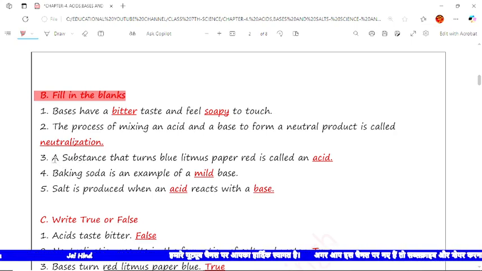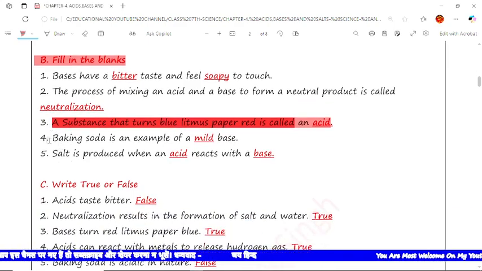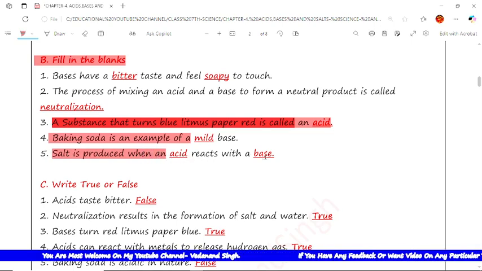Now question number 3: a substance that turns blue litmus paper red is called an acid. Now the next question: baking soda is an example of a base, that is a mild base. So question number 5: salt is produced when an acid reacts with a base. Whenever acid and base react, the product is salt.